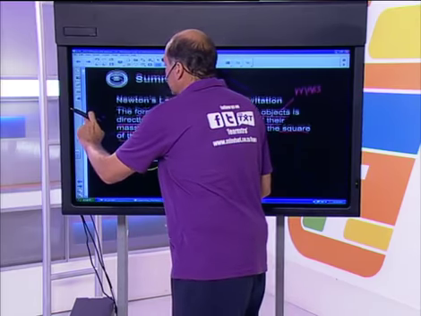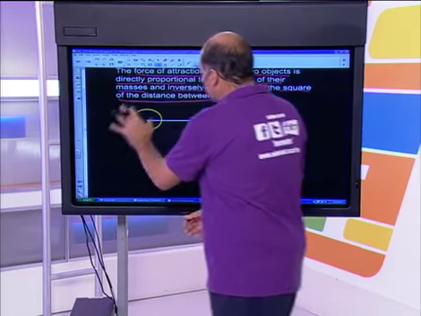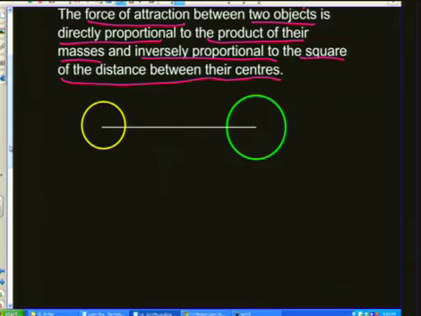I know you've been dealing with relationships right from probably grade 8 when we started some natural sciences in high school. But let's just draw a picture so we can see. Let's talk about this object as having a mass, m1, this object having a mass, m2. The first statement is the force of attraction between these two is directly proportional to the product of the masses, m1 times m2. Product means multiply.